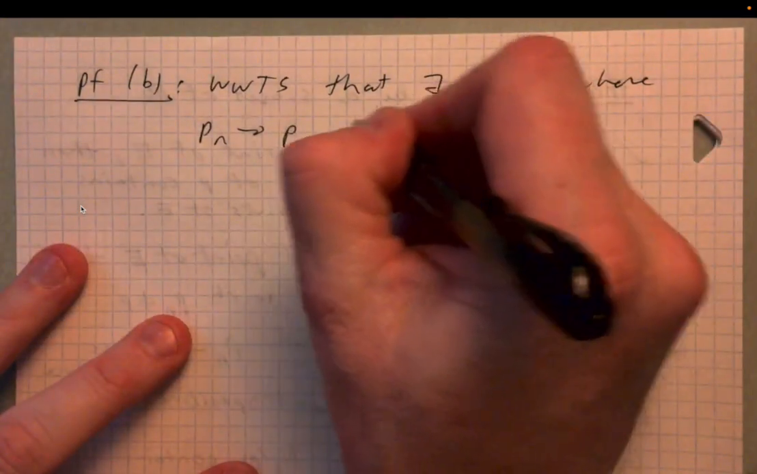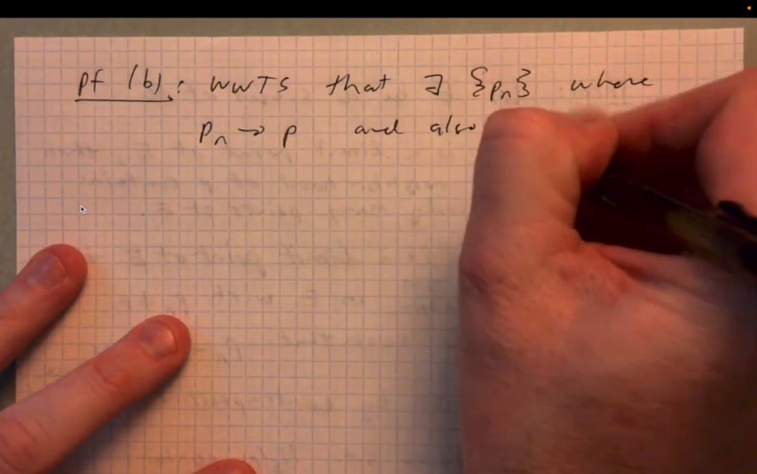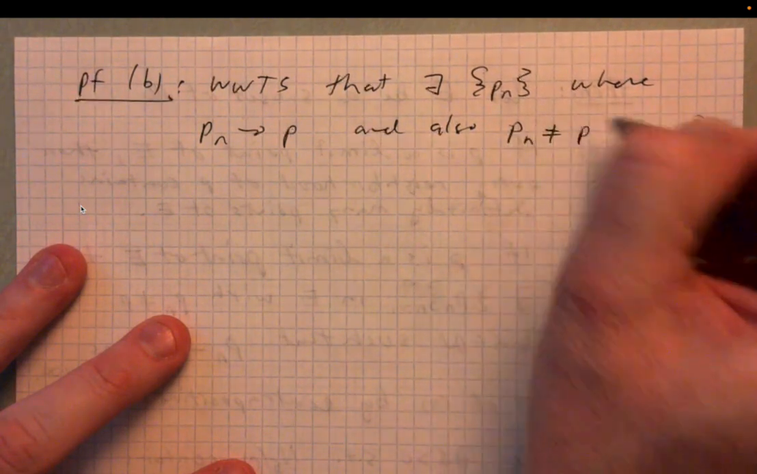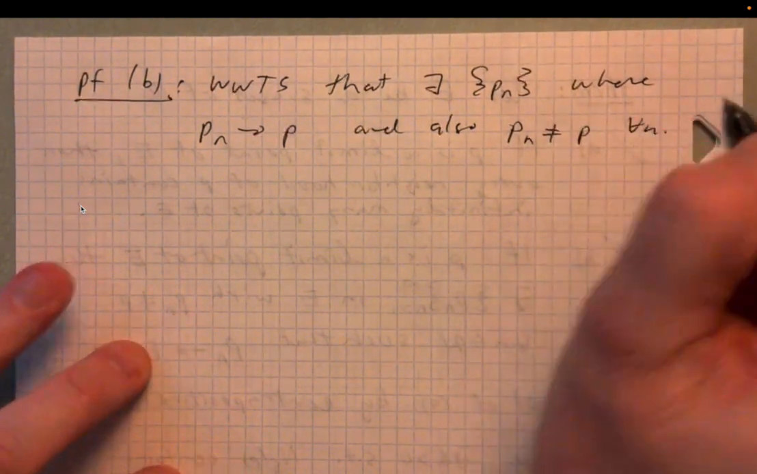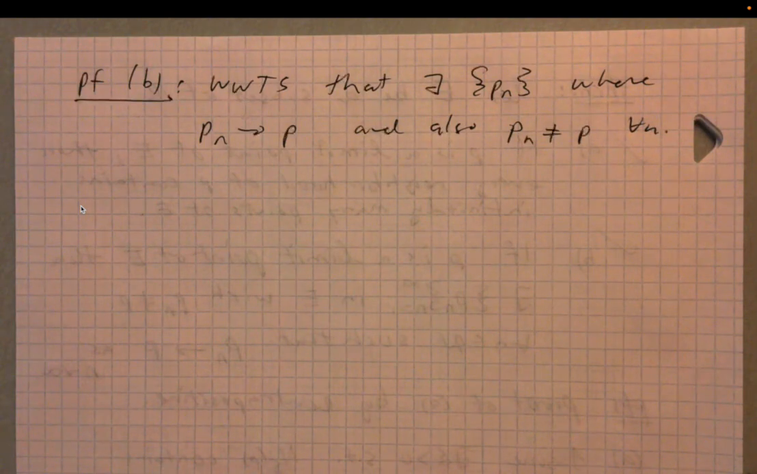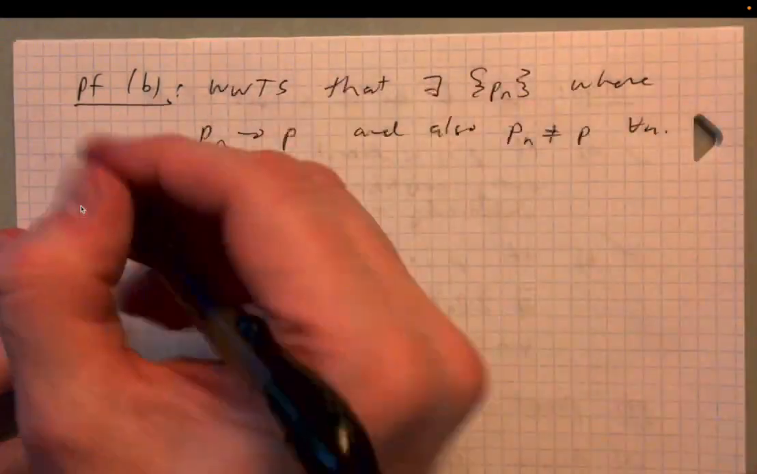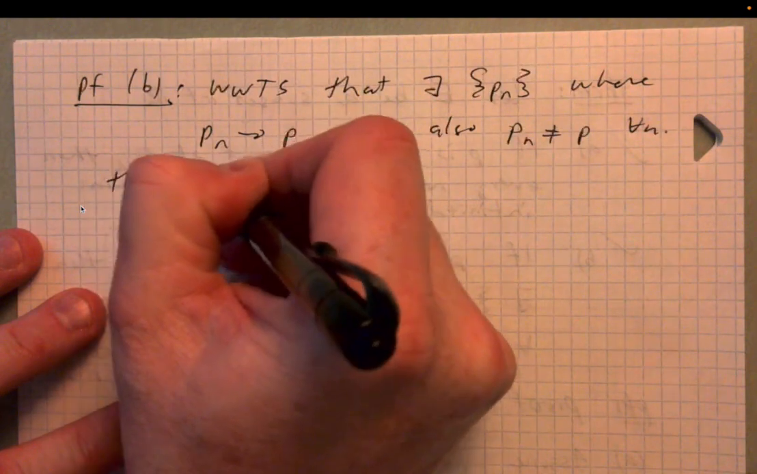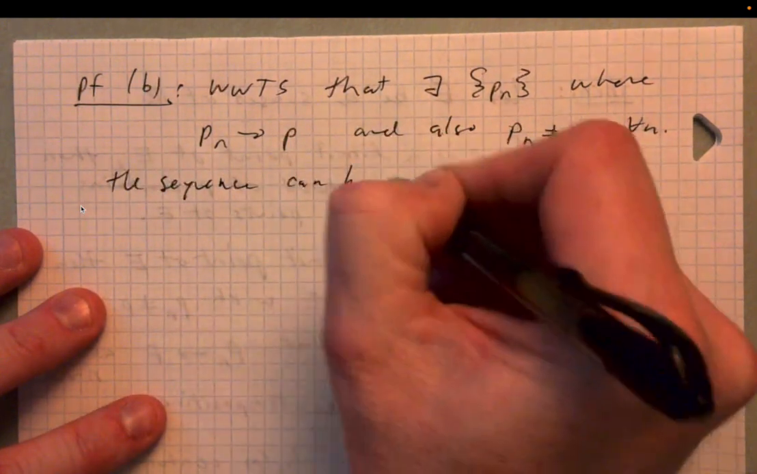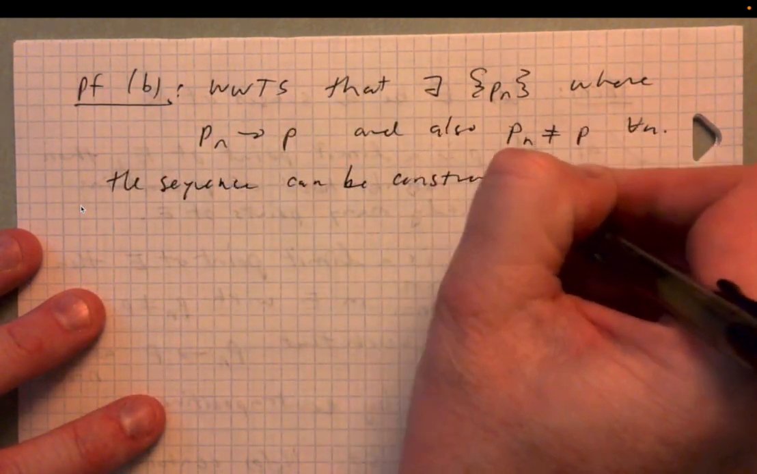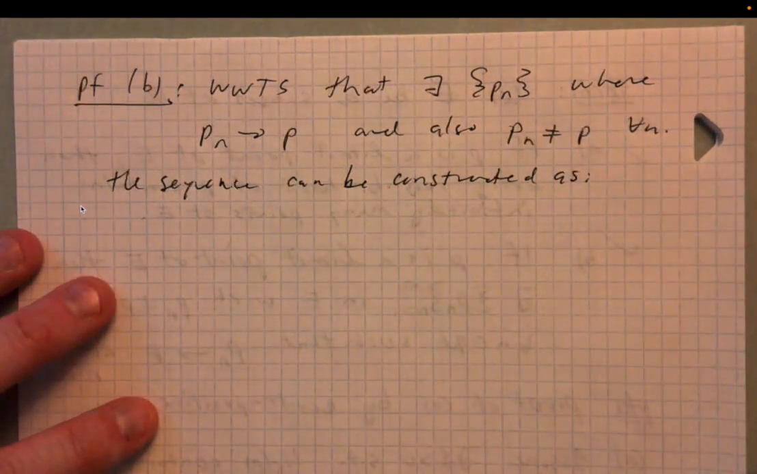And also that p sub n is not equal to p for all n, right? So it's not just p repeated over and over again. So basically the idea here is we can just construct the sequence. All right, how can we construct this?